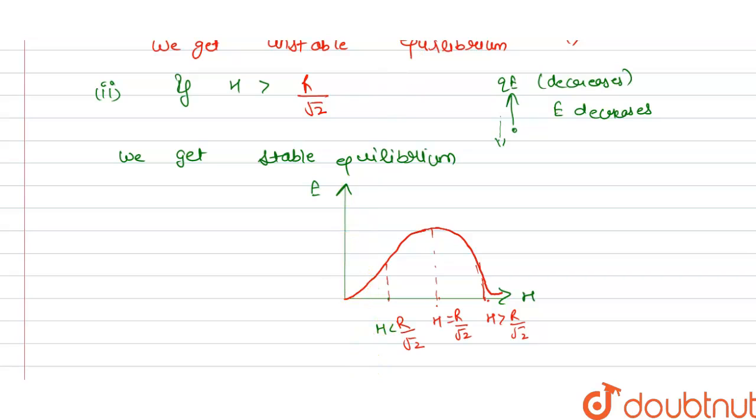So our answer is we get stable equilibrium if r is greater than h, and h is greater than r divided by root 2. So we get stable equilibrium. So this is our answer.